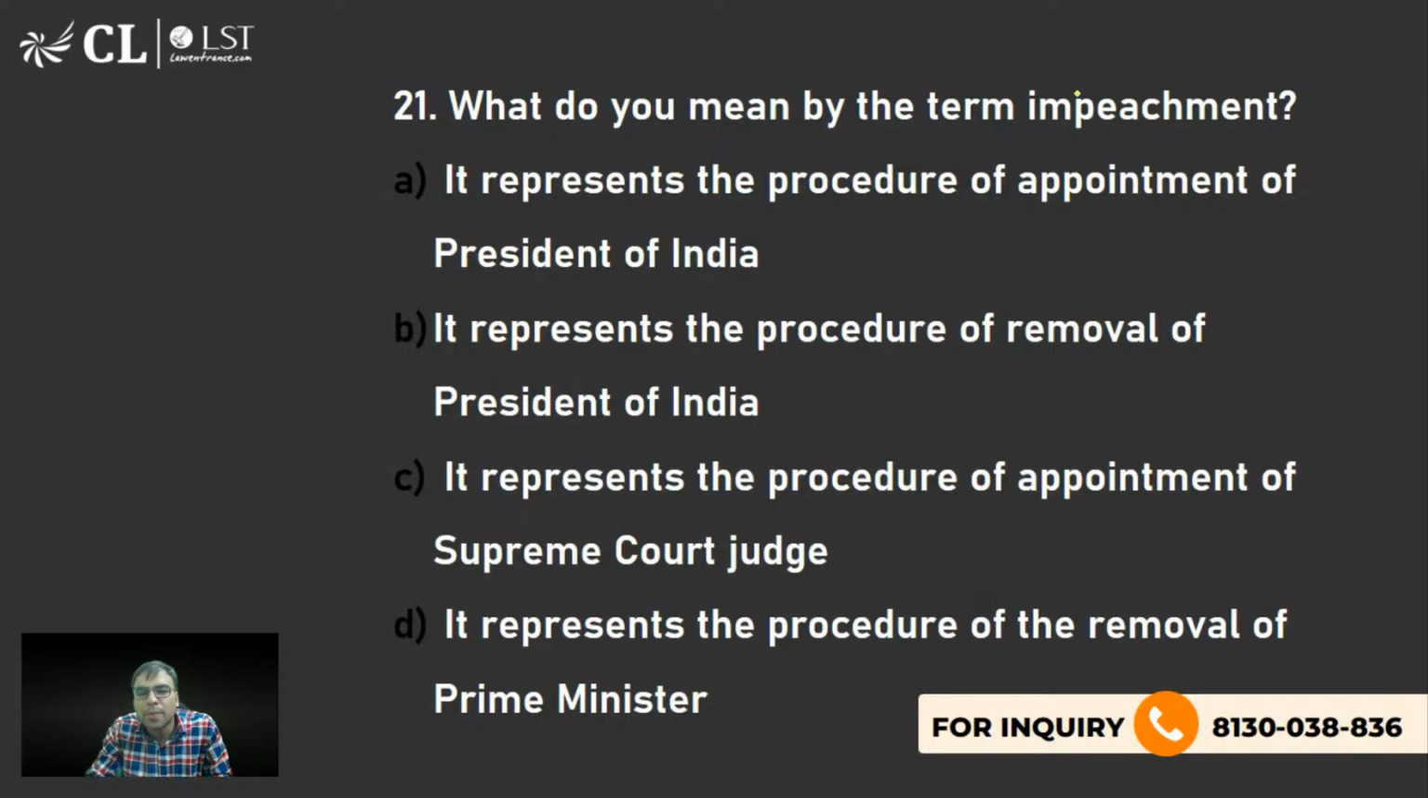The next is: what do you mean by the term impeachment? If it is about the first state with UCC, then write Goa. If they ask which state after independence has become the first to enforce or come up with a UCC, you have to look at the language of what is written, then only can you answer accordingly. Or they may ask which state has recently come up with UCC.